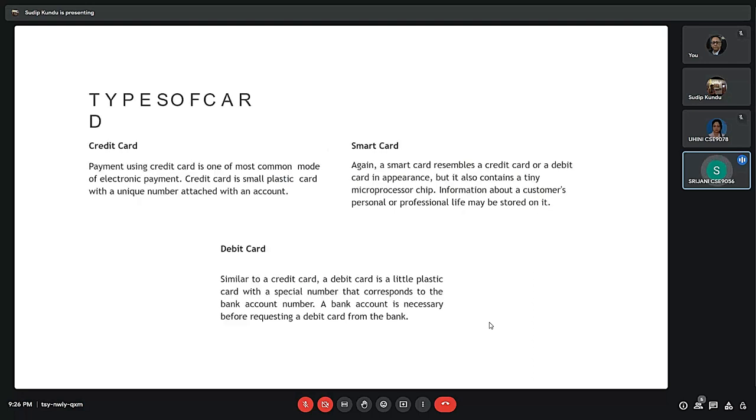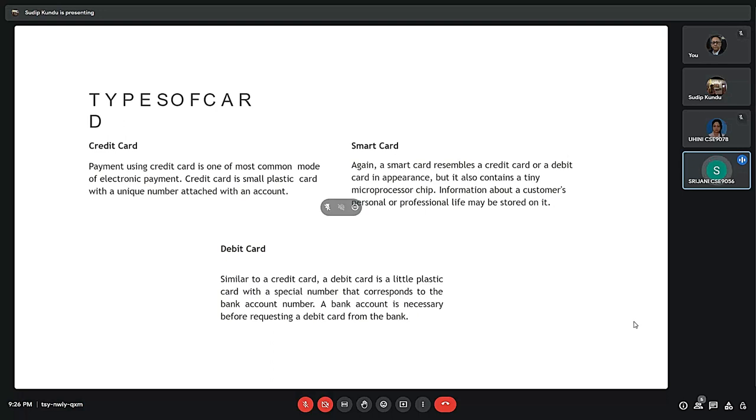As we all know, a credit card is a small plastic card with a unique number attached to an account. It has a magnetic strip embedded in it, which is used to read the credit card via a credit card reader. When a customer purchases a product via a credit card, the issuer bank pays on behalf of the customer, and the customer has a certain time period after which he or she can pay the credit card bill. It is usually paid during the credit card's monthly payment cycle.